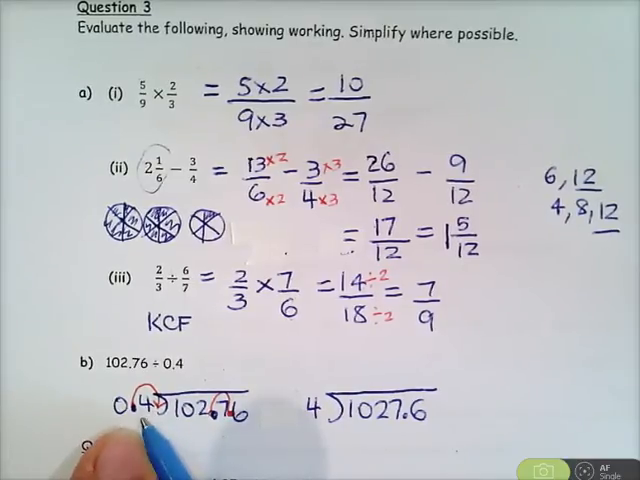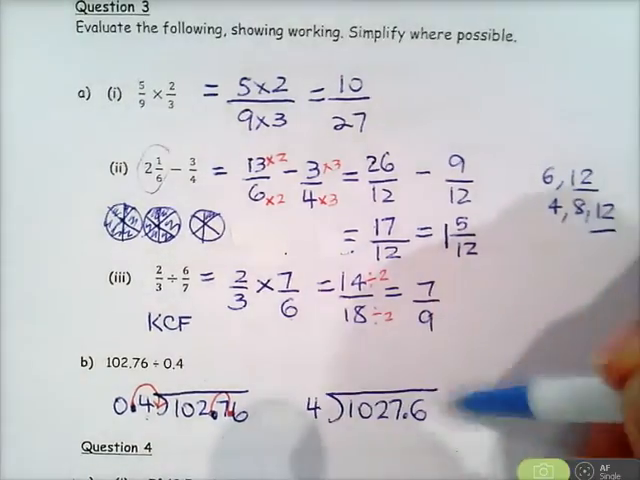Because I always need a whole number out the front, if I move the decimal point one place to the right, I end up with 4 point, which is a whole number. So I must move this one place to the right as well. So now I just do this question.